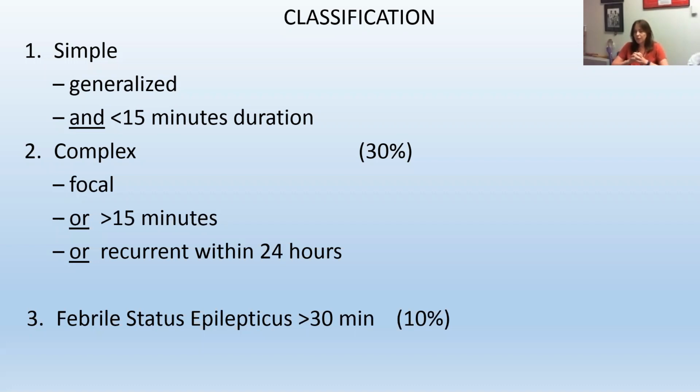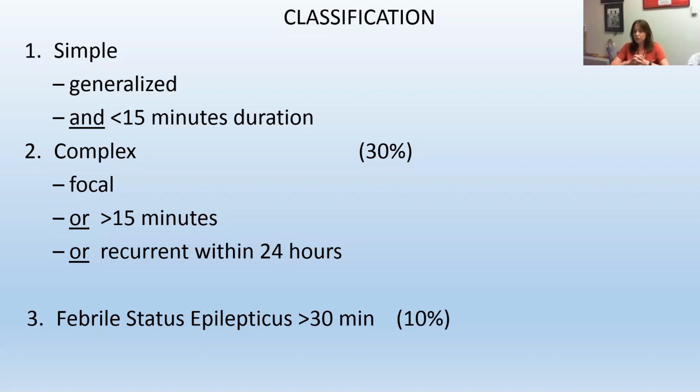About 30% of the cases will be complex febrile seizures, where there's going to be some kind of focality. So a focality might be either head and eye deviation to one side, might be just clonic shaking of one side, might be what we think is a complex partial seizure with lip smacking, twitching of one side of the face, or if it's longer than 15 minutes, or if we have more than one febrile seizure within a 24-hour period. So let's say we had one and then we have another one in 3 to 4 hours.